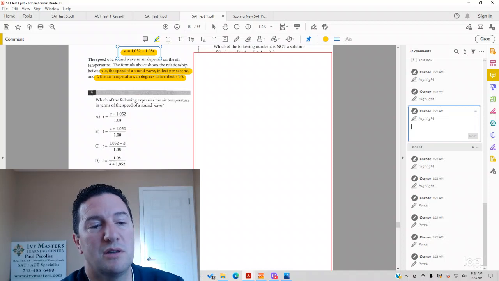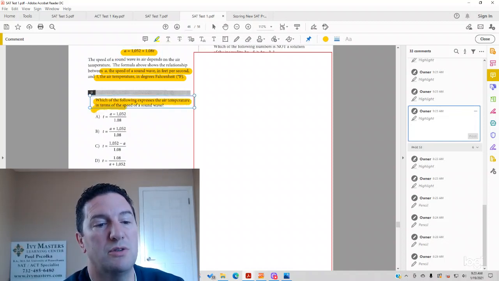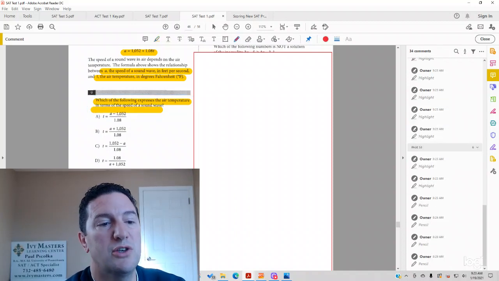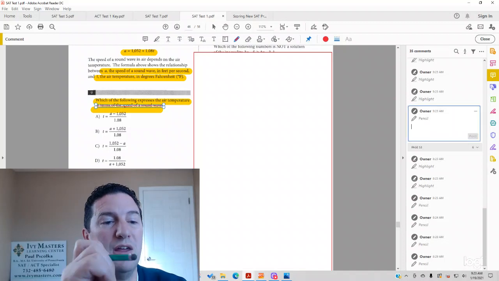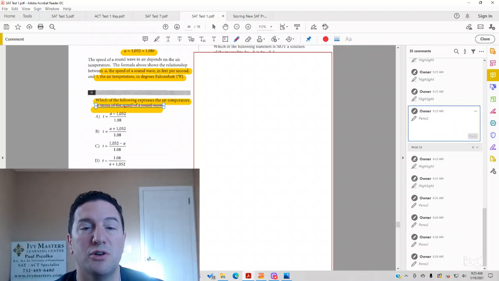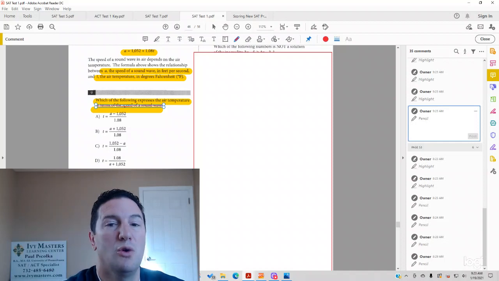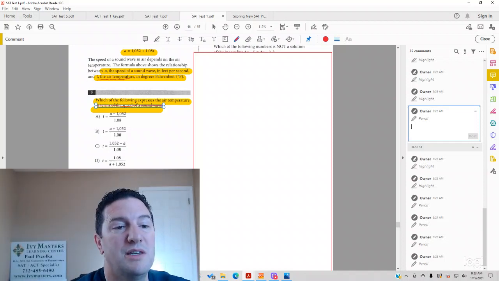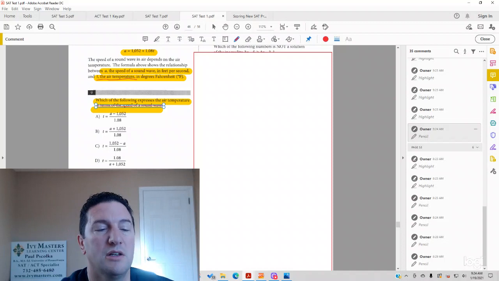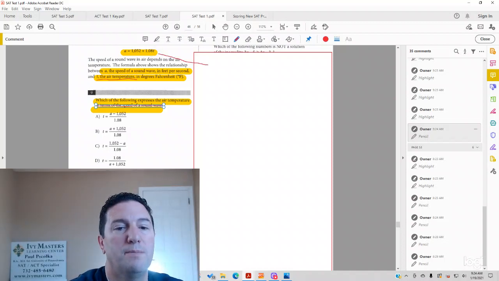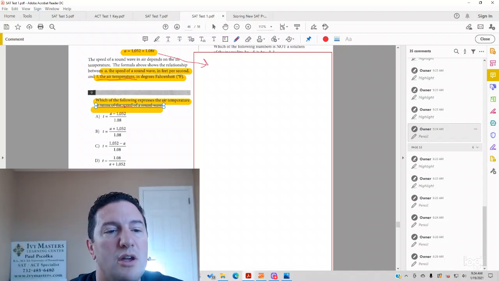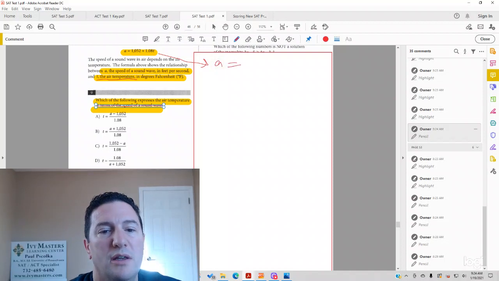Question 9 reads, which of the following expresses the air temperature in terms of the speed of the sound wave? So if "in terms of" screws you up, then you could completely ignore it. If it asks for which of the following expresses the air temperature, you got to get air temperature alone. What's the air temperature? You know it's T because you already underlined it. So we got to get T alone. Here's our expression up here. Let's get it alone. So the original, A equals 1052 plus 1.08 T.